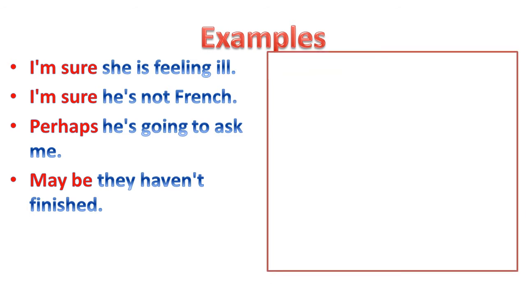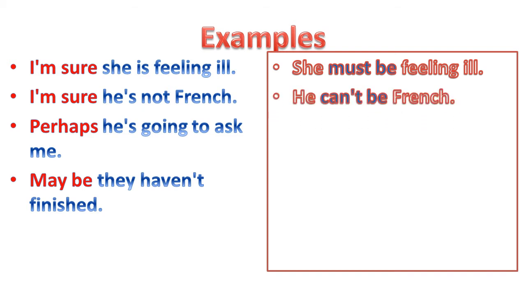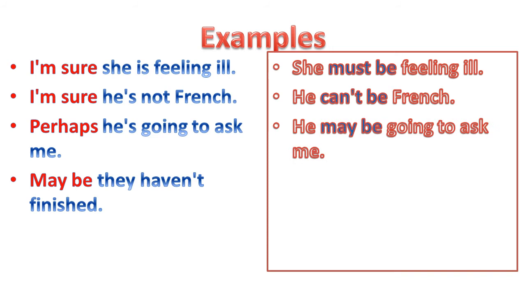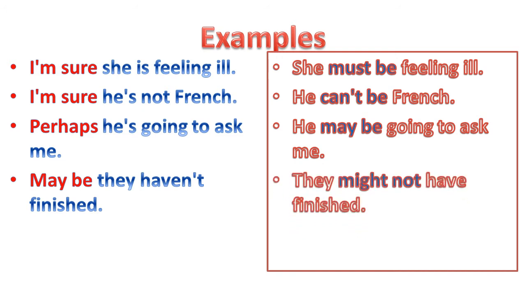So, how can we do this? Okay, this can be done as I'm sure with a positive clause. You can see she is feeling ill: she must be feeling ill. I'm sure with a negative clause: it can't be friends. Perhaps, a positive one: maybe going to ask me. And maybe with the negative clause: might not have finished.